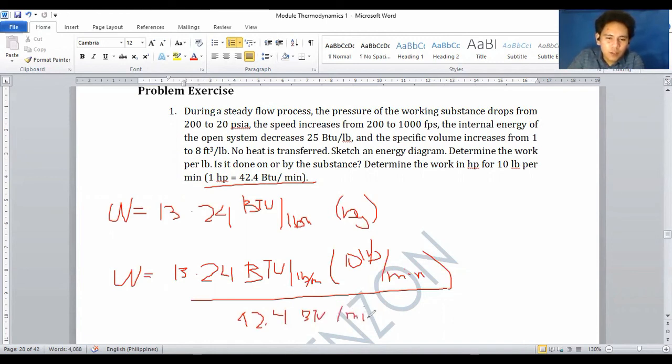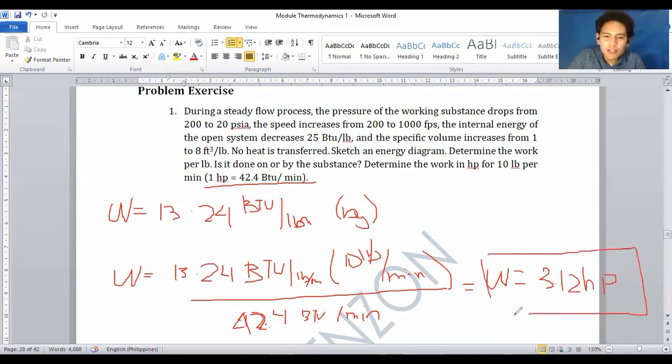per minute. So don't forget to memorize this conversion factor, so that if it is not given in the problem, you can still solve it. So by simplifying it up, your work in HP will become 3.12 HP. And that is your final answer for the last question. Okay, that's it for part 2, for module 2 of my Thermodynamics 1. Thank you.